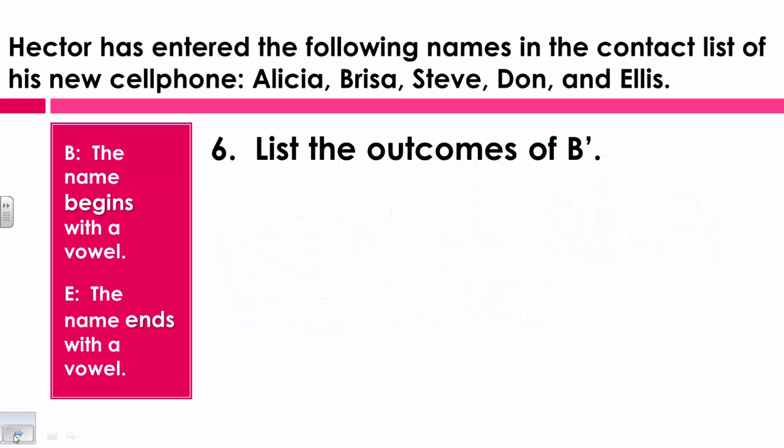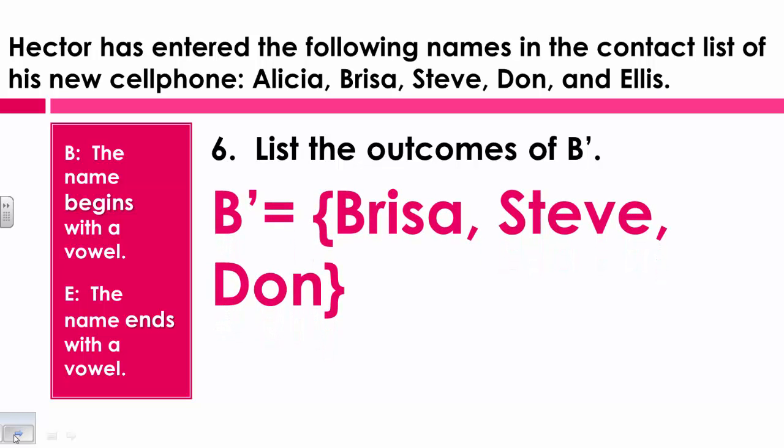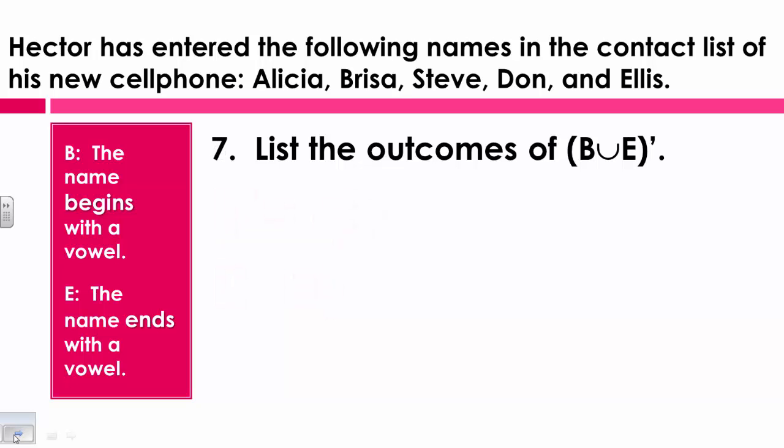List the outcomes of B complement. Sometimes people will forget to include names that are outside of the circles. In this case, Don. List all the outcomes of B union with E complement.